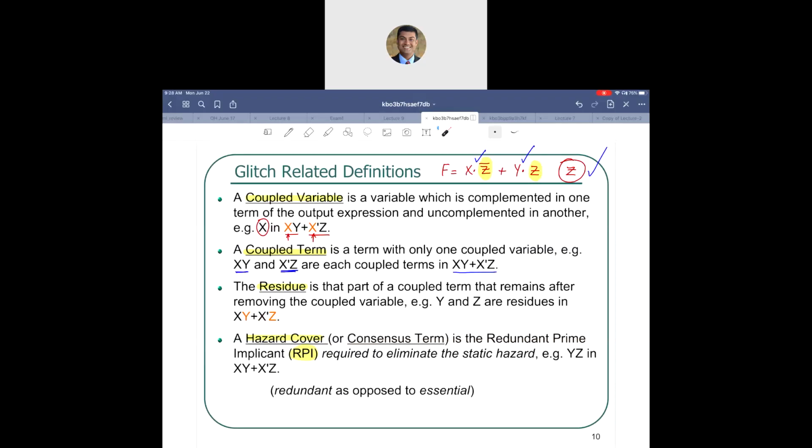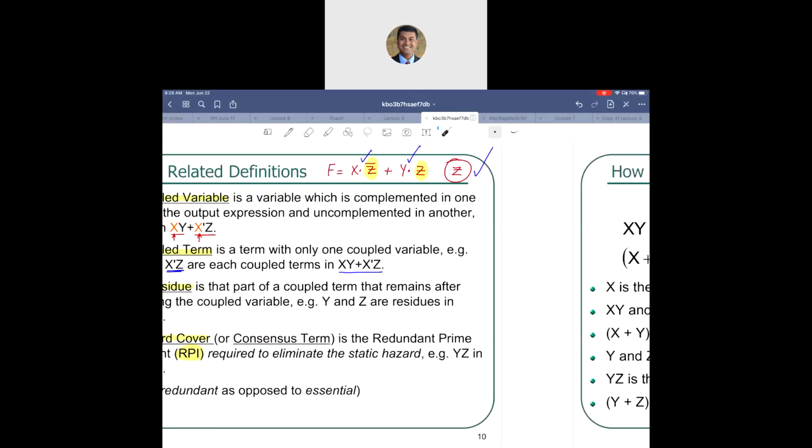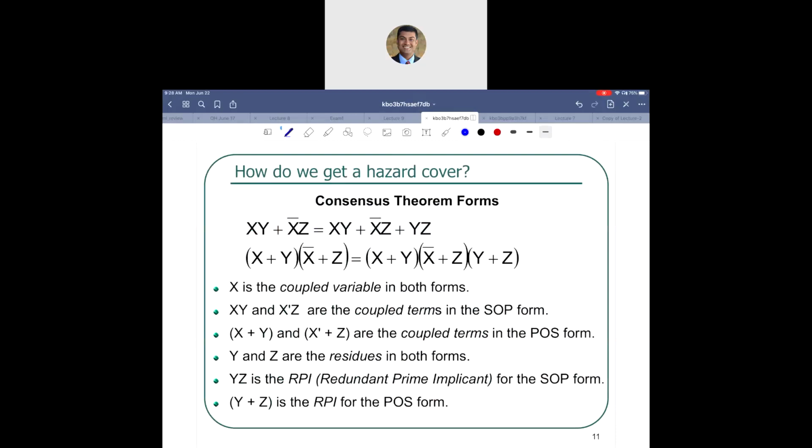Hazard cover, or also called the consensus term, is the redundant prime implicant. In this case, that is going to be the product of the residues. Example, y and z in this case. And we talked about what a redundant prime implicant is and an essential prime implicant earlier on, right? So we are essentially adding a redundant prime implicant to cover the hazard condition. It is also called the consensus term because it relates to the consensus theorem 17a. Those are the consensus theorem. So this is essentially 17a and 17b from the Boolean algebra properties.